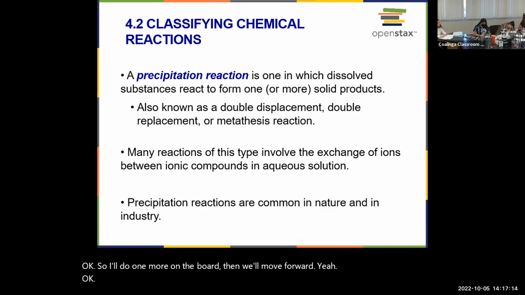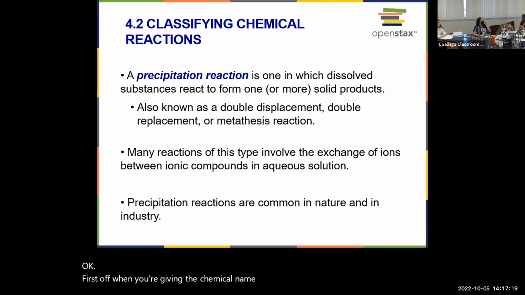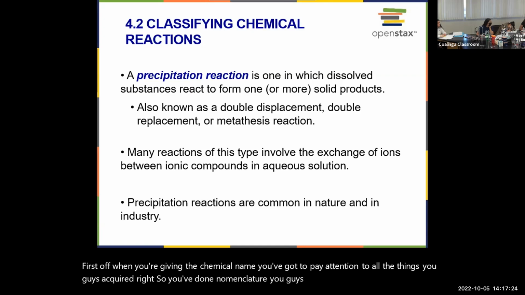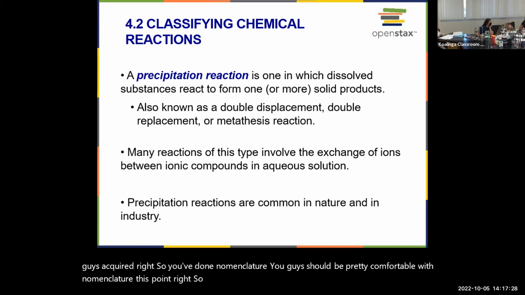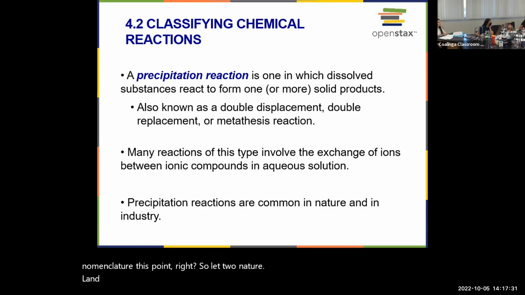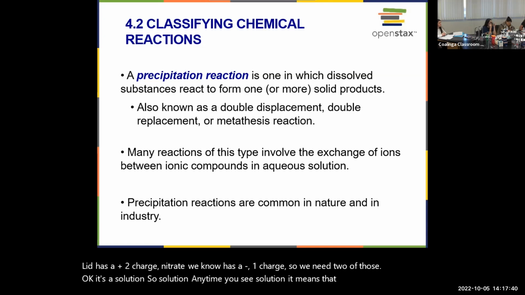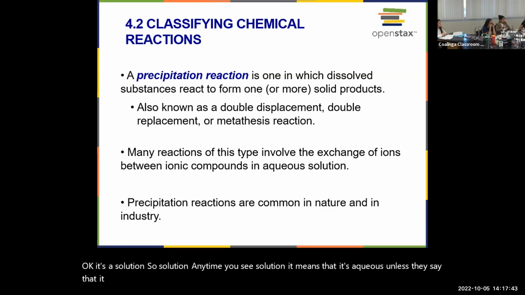So, first off, when you're given the chemical name, you've got to pay attention to all of the things that you guys have learned, right? So we've done nomenclature, you guys should be pretty comfortable with nomenclature at this point, right? So, lead II nitrate. Lead has a +2 charge. Nitrate, we know, has a -1 charge. So we need 2 of those. Okay, it's a solution. Anytime you see solution, it means that it's aqueous, unless they say that it isn't. Very rare that we'll use another solvent for solubility, not for this class. Later on.